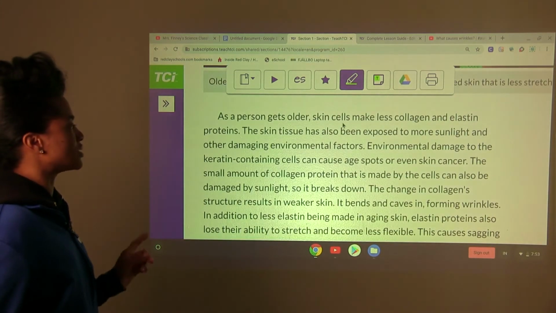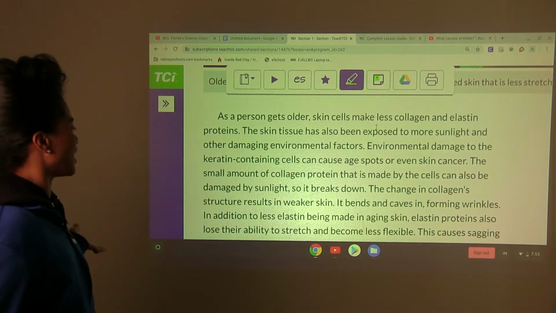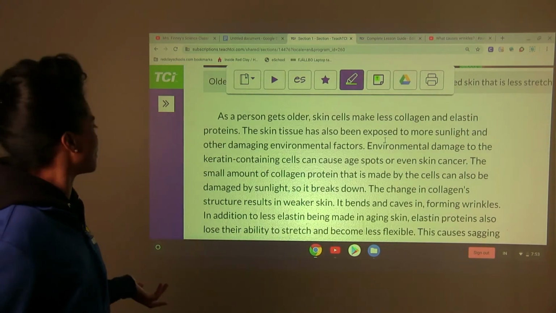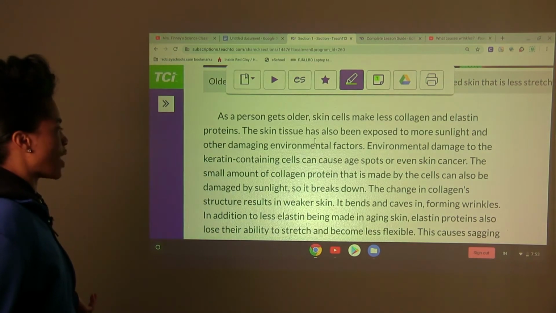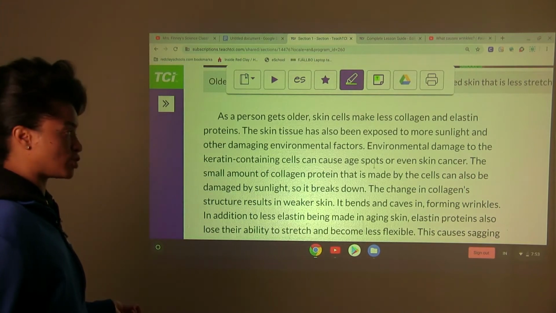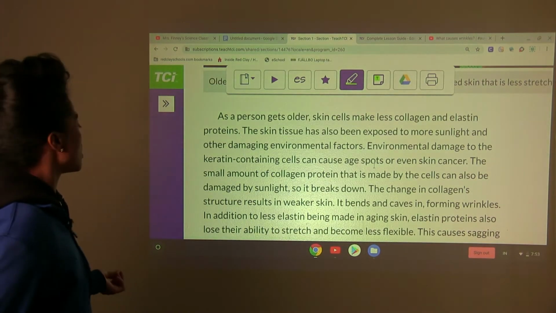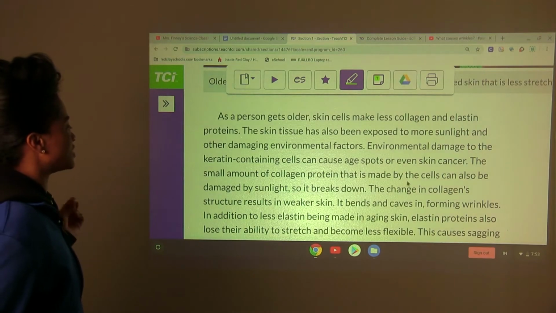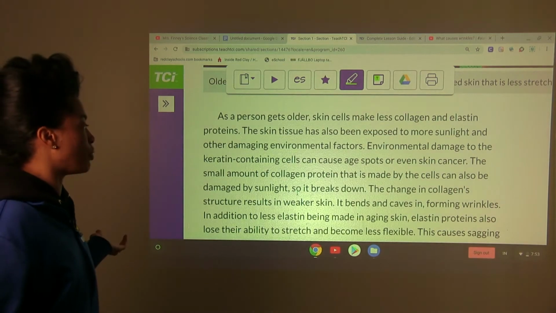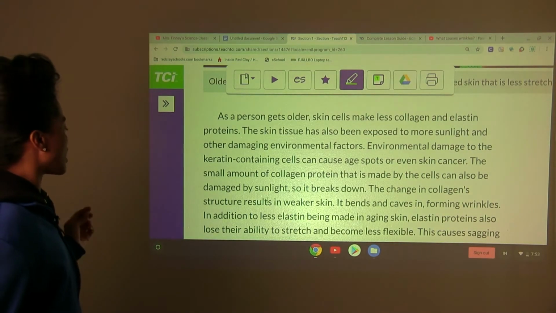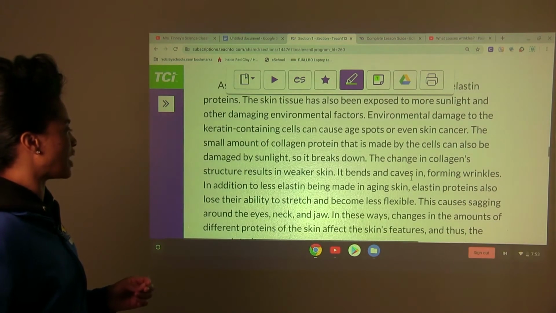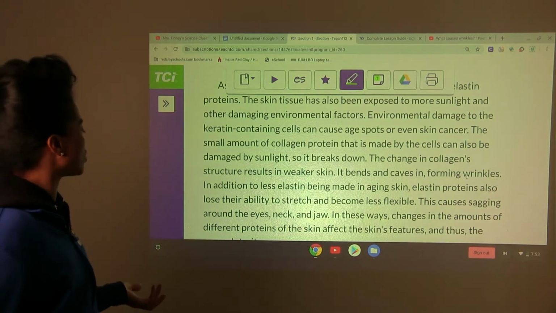As a person gets older, skin cells make less collagen and elastin proteins. The skin tissue has also been exposed to more sunlight and other damaging environmental factors. Environmental damage to the keratin containing cells can cause age spots or even skin cancer. The small amount of collagen protein that is made by the cells can also be damaged by sunlight, so it breaks down. The change in collagen structure results in weaker skin. It bends and caves in, forming wrinkles.